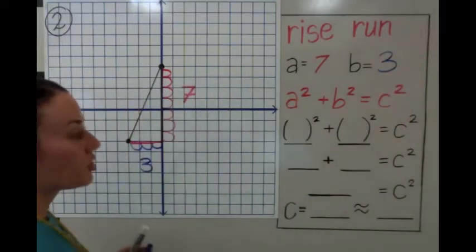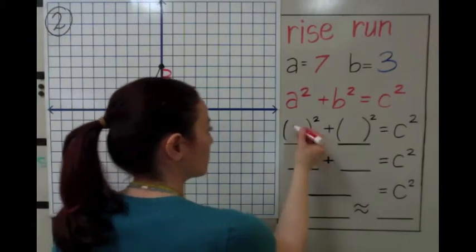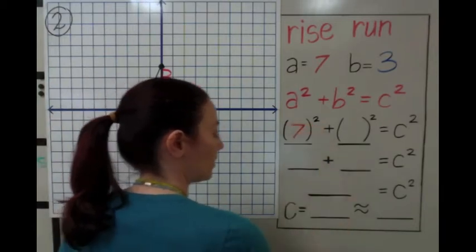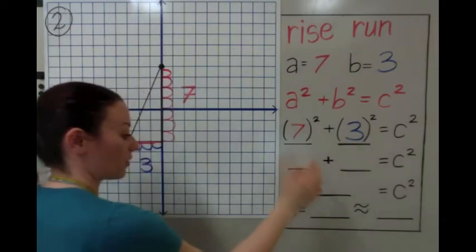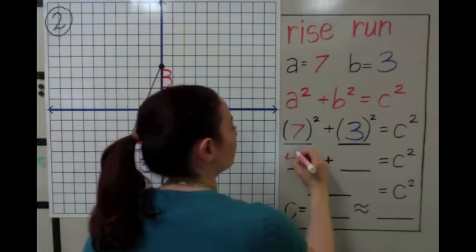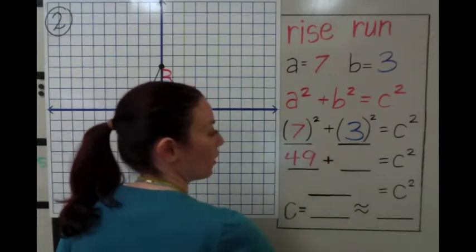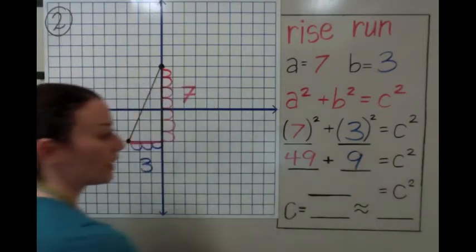Our next step is to put these numbers in parentheses. What goes here? Okay, we're going to square 7 and we're going to square 3. We ask ourselves, what is 7 squared? 7 squared is, what is it? 49. Good. What's 3 squared? 9.